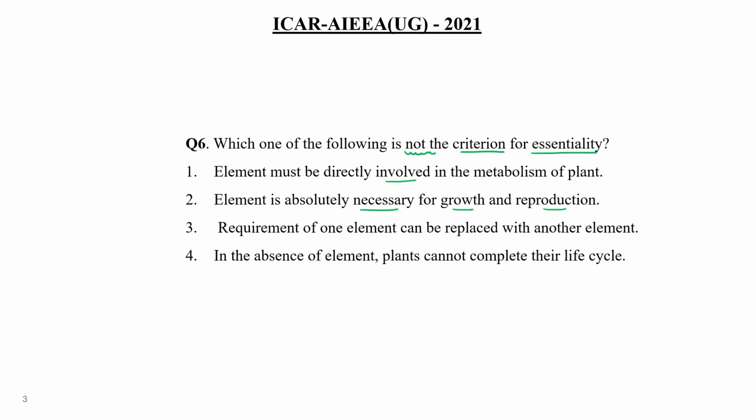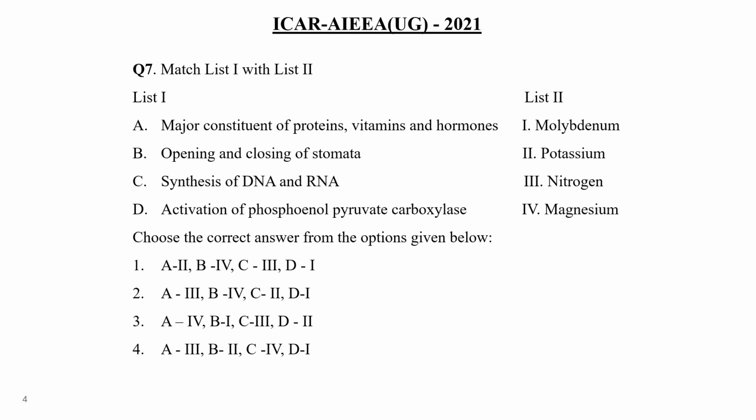That time also we can say yes, this is essential, because in the absence of this particular element, plant cannot complete its life cycle. But if one element can be replaced with another element, that particular metal ion is not essential. So choice number 3 would be the correct answer of this question. Clear? Now, next question, question number 7.